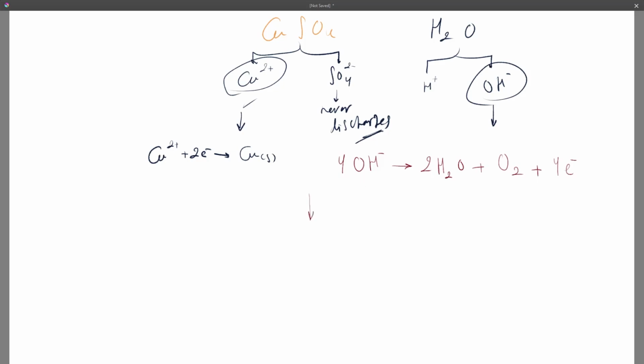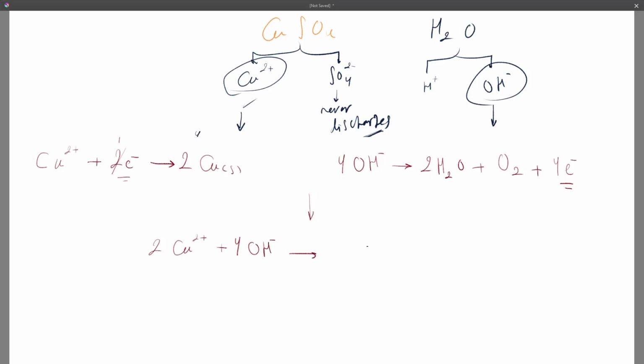Again, the amount of lost electrons does not equal the amount of gained electrons. So we will have to multiply here by 2. We'll have 2 copper, and this will be 4. And here we have 2 copper atoms. The overall reaction will be 2 copper ions plus hydroxide ion, giving us 2 copper atoms plus 2 H2O liquid, O2 gas. That's the overall reaction in this electrolysis or in this electrolytic cell.